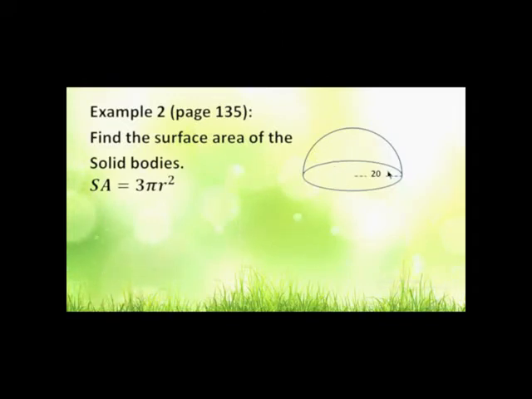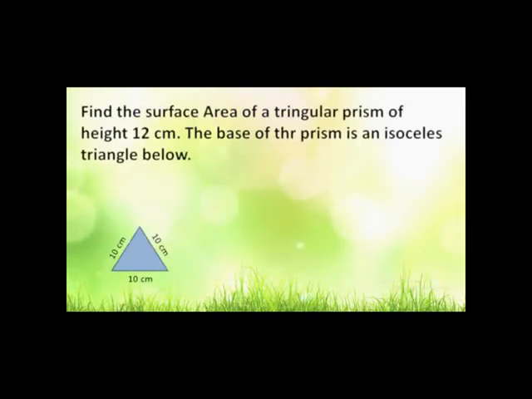We have known that the r is 20. So the surface area equals 3 times pi times 20 squared. So we got that the surface area is actually 3,770 centimeters squared. It's quite easy.